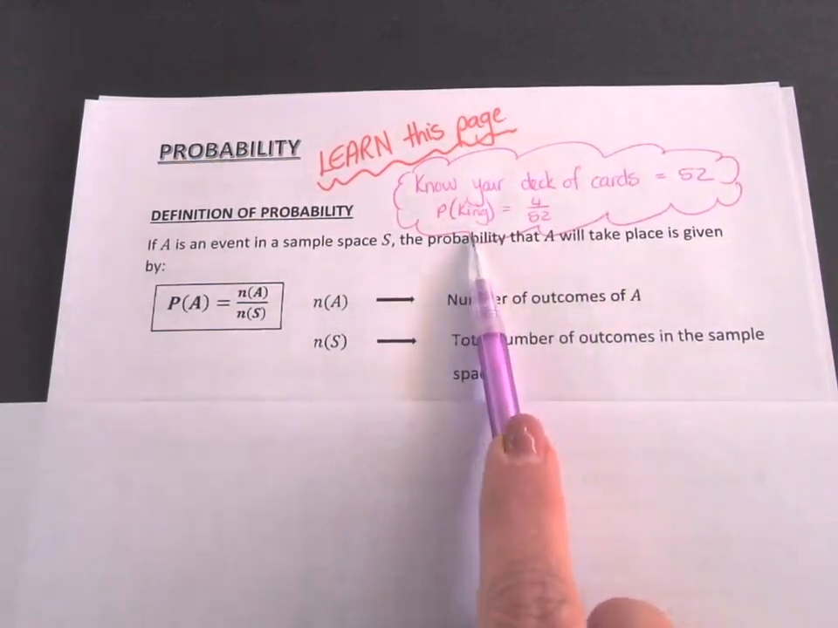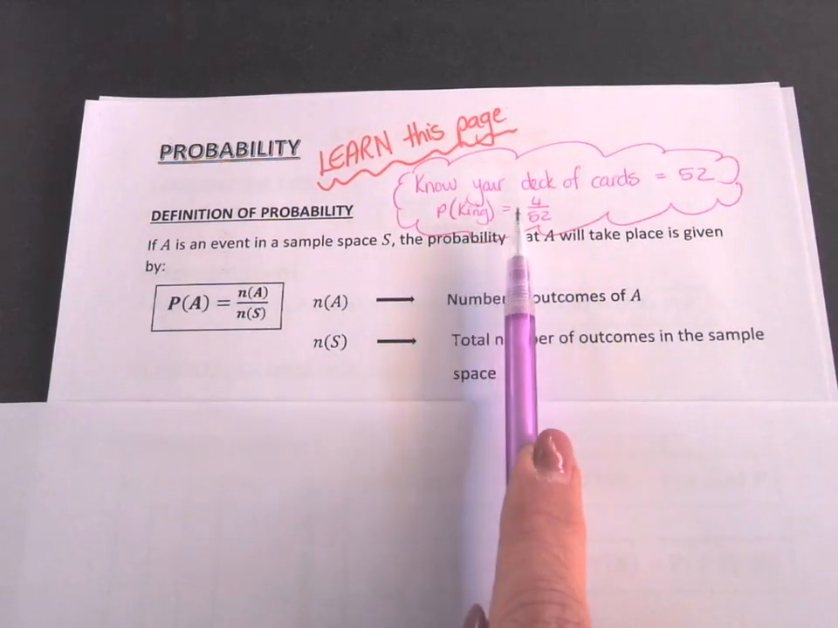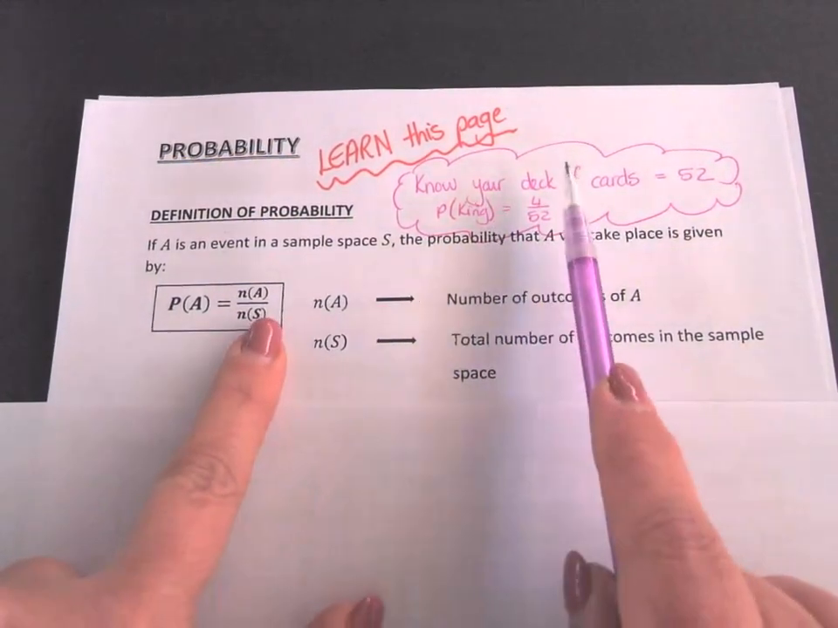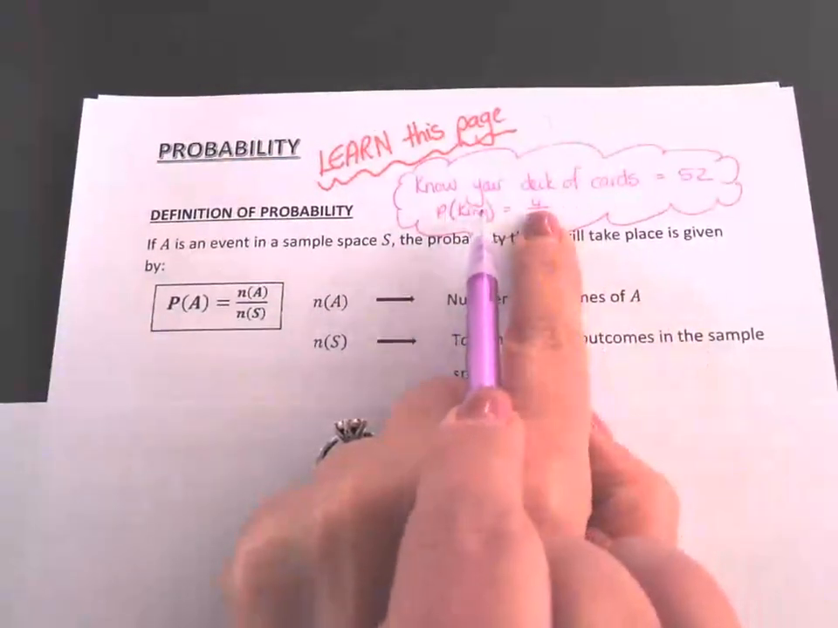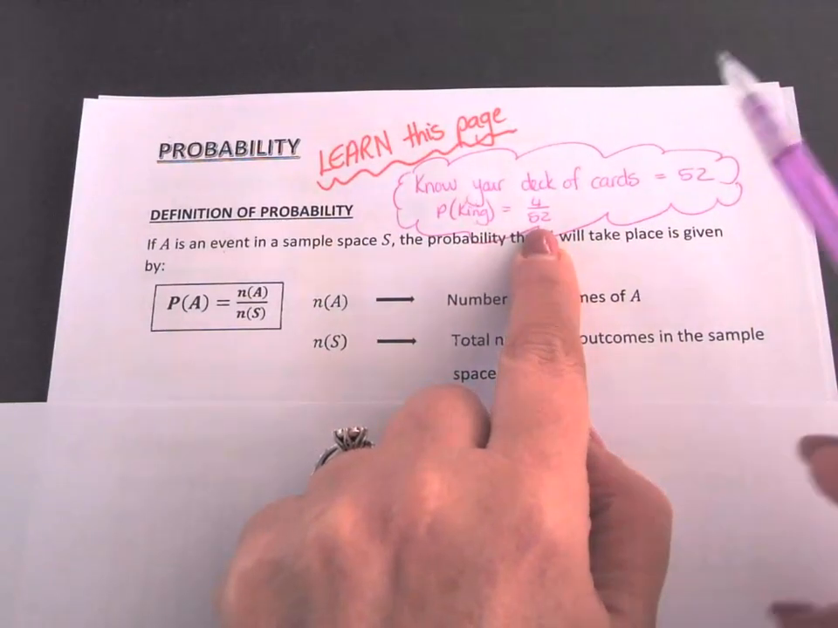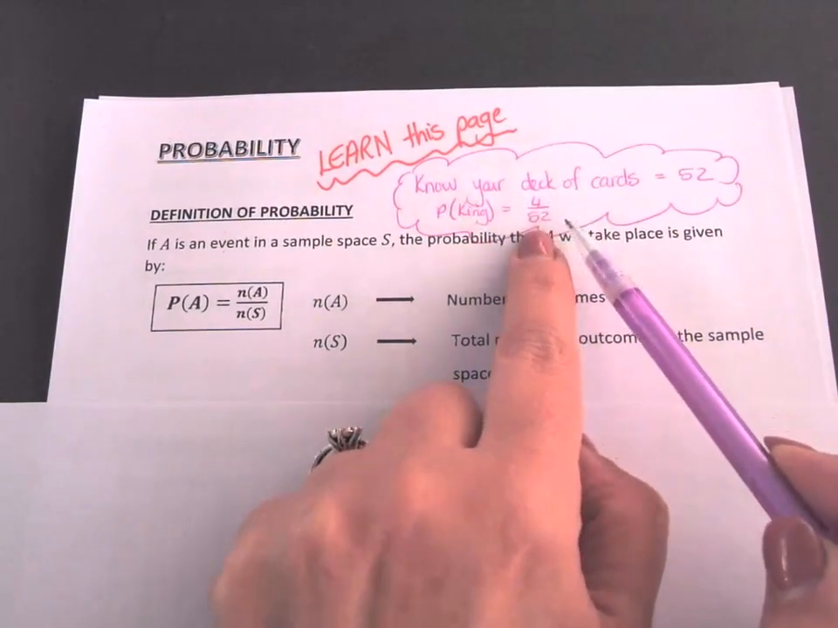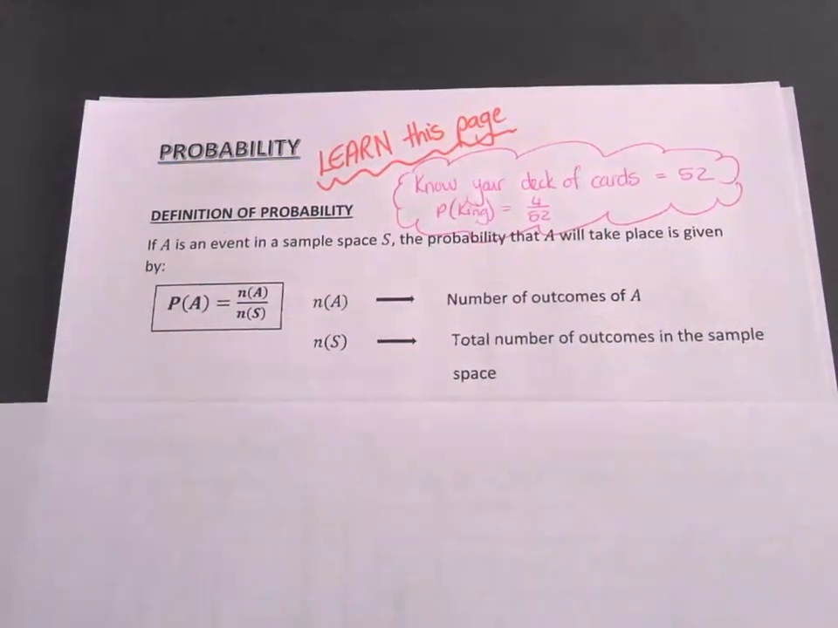So if I ask you what is the probability of drawing a king, the probability is always how many kings are there out of the total number in the pack. So it will be 4 out of 52 is the probability of drawing a king. Page 1.